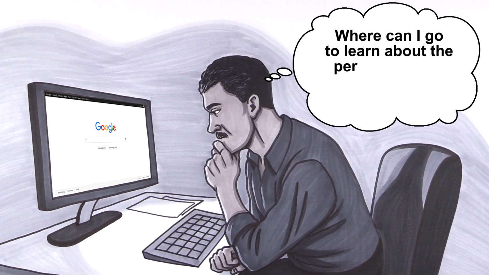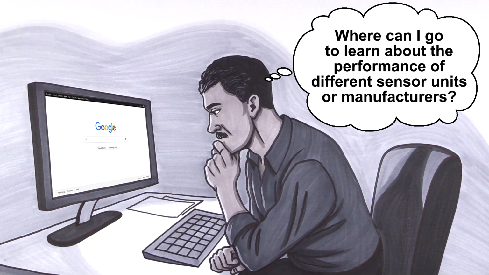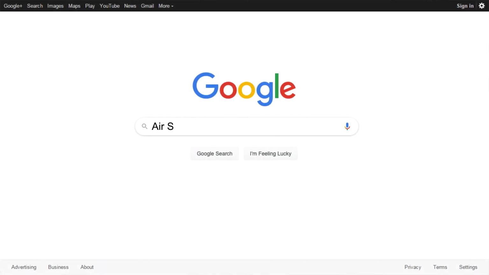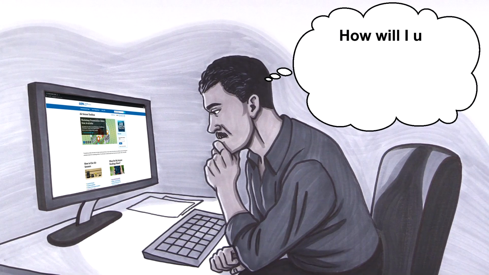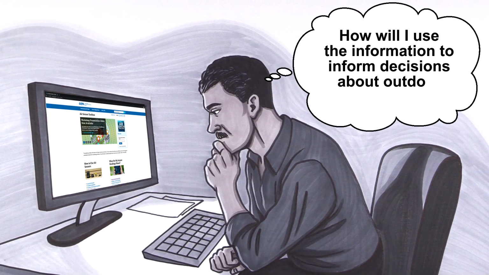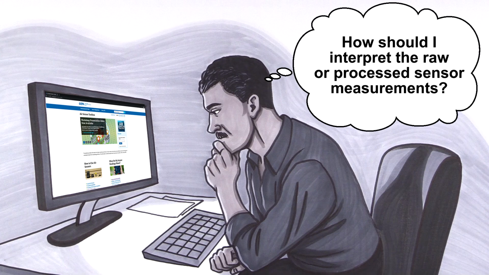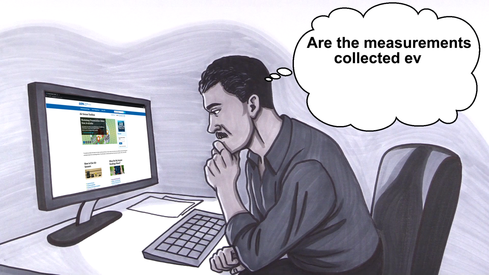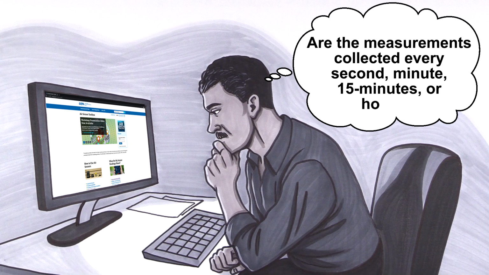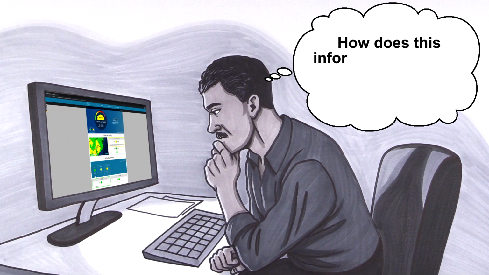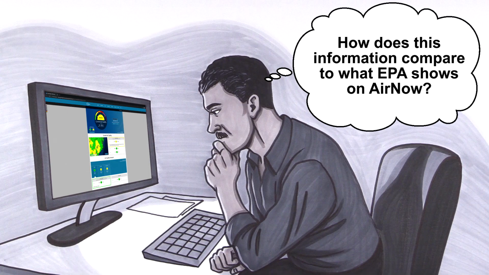Where can I go to learn about the performance of different sensor units or manufacturers? How will I use the information to inform decisions about outdoor activities? How should I interpret the raw or processed sensor measurements? Are the measurements collected every second, minute, 15 minutes, or hourly? How does this information compare to what EPA shows on AirNow?